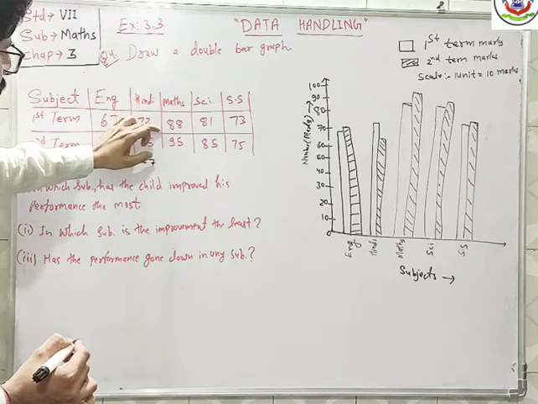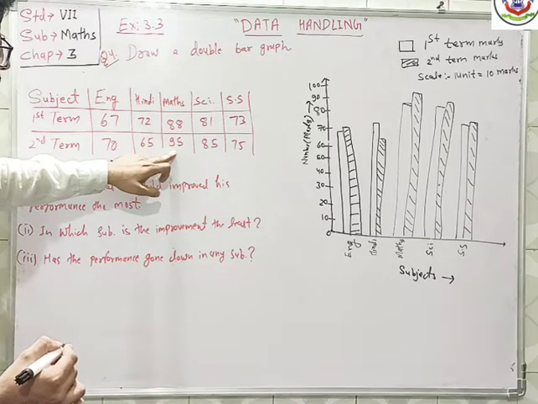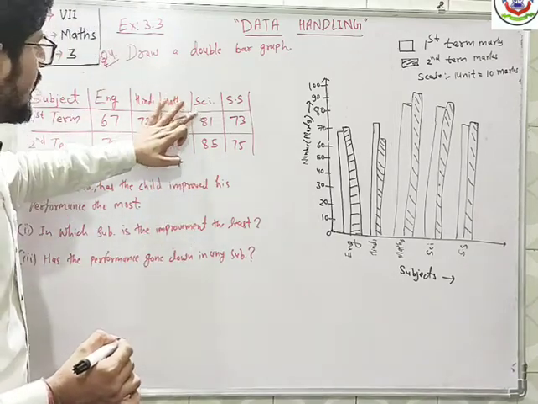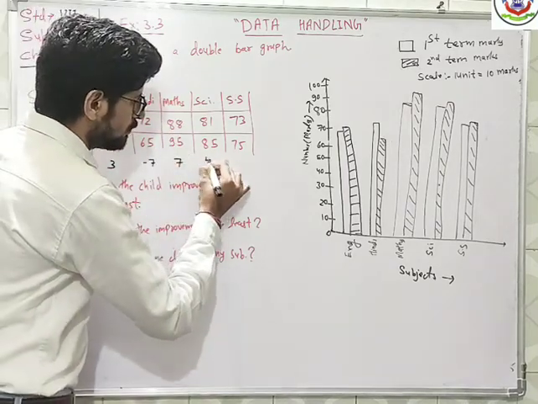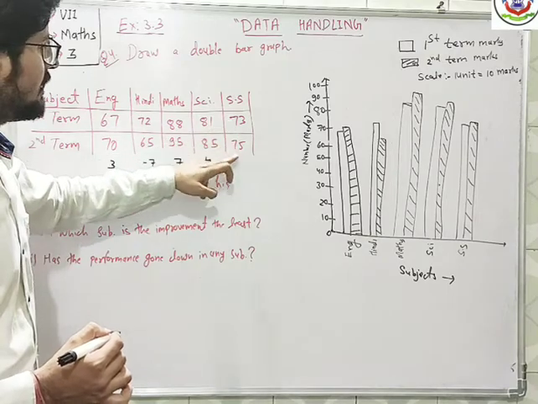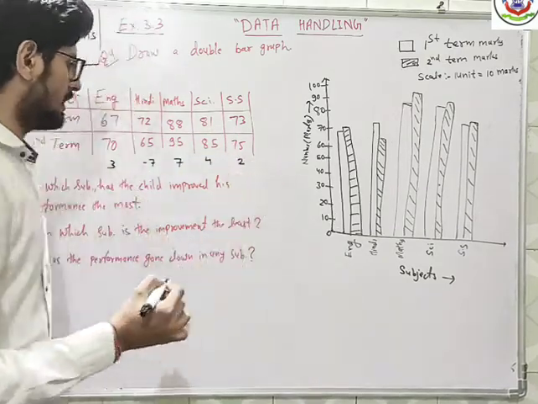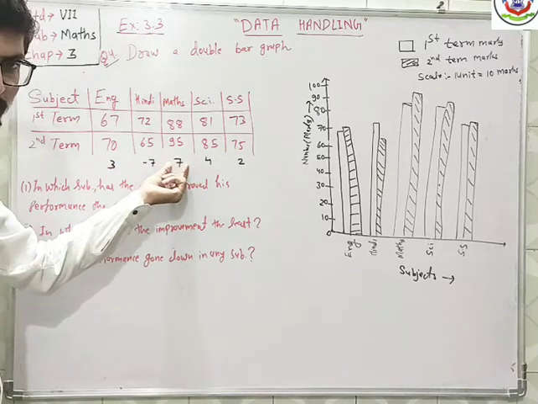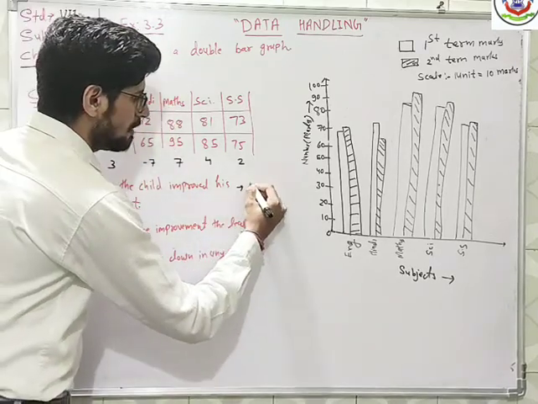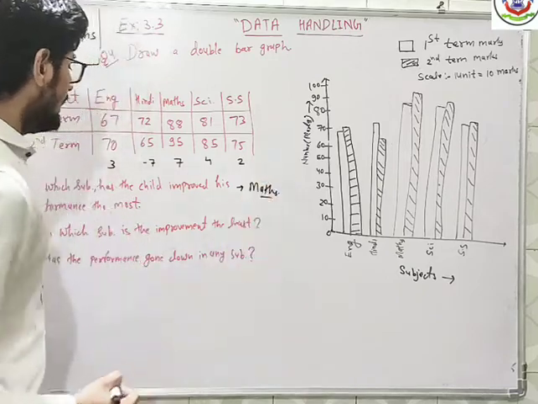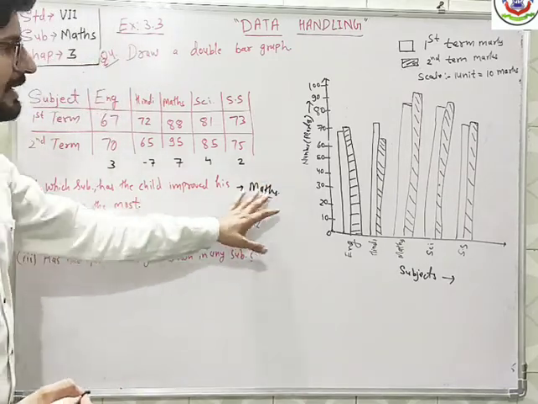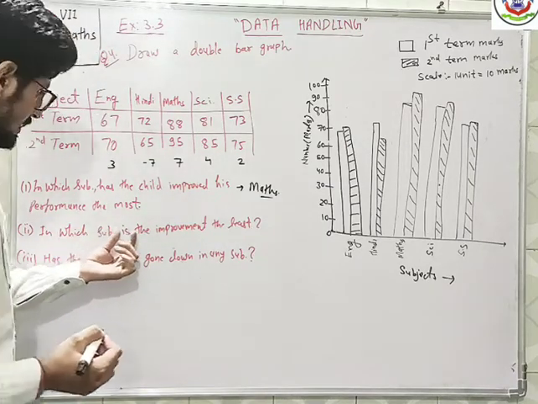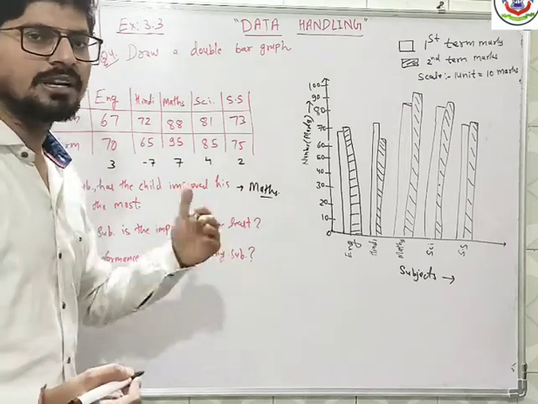In maths, he got 88 marks in first term and 95 marks in second term. So improved 7 marks. In science, 81 to 85, so he improved 4 marks. And in SS, 73 to 75, so improved 2 marks. So हमें बताना है सबसे ज्यादा improve उसने कौन से subject में किया. तो सबसे ज्यादा improvement किसमें है? 7 marks. And which subject is this? This is the math subject. So you have to write it: the child improved the most in the math subject.